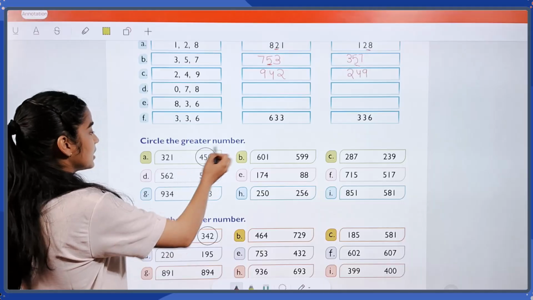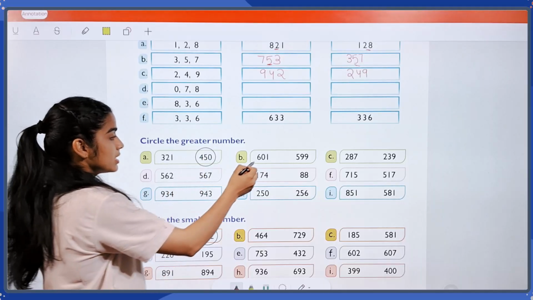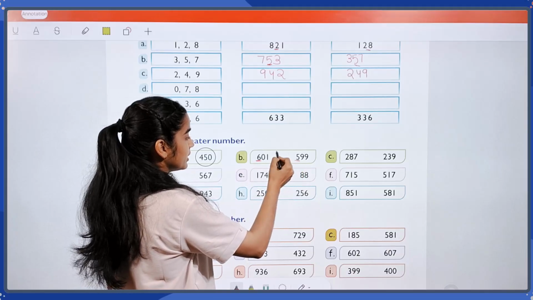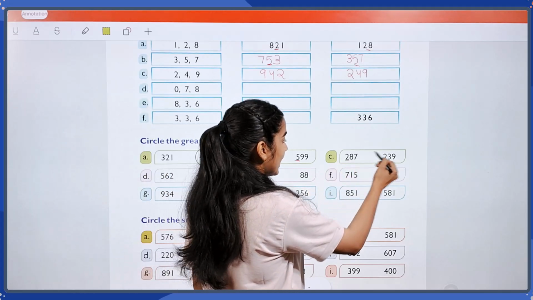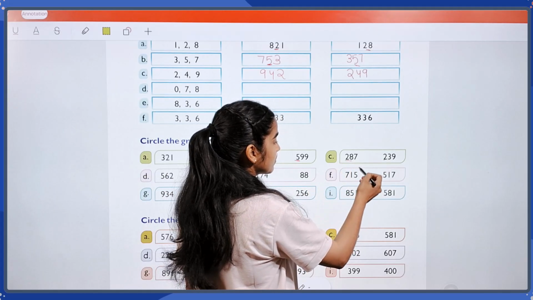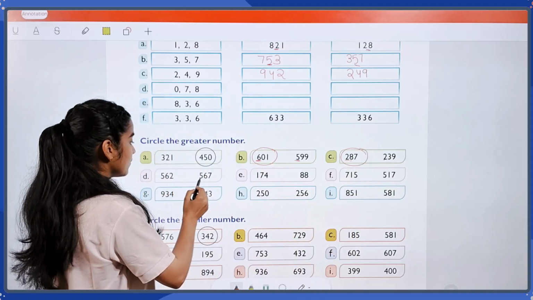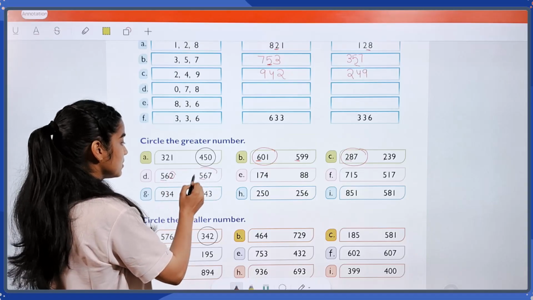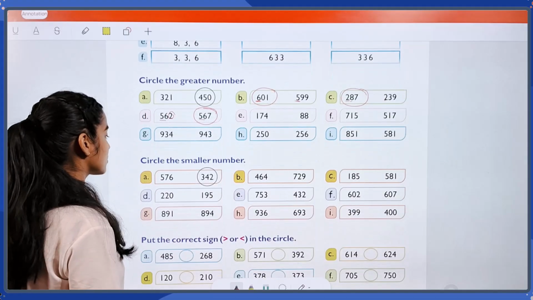Now circle the greatest number. Among 321 and 450, 450 is greatest. 601 and 599. So 6 is bigger as compared to 5. It means this is the greater one. Now 2 is common and now we check 8 and 3. Which one is bigger? 8. So 287 is greater. 562 and 567, 56 and 56 are the same. 2 and 7, this is bigger. So you can do this as I do for the rest of the questions.